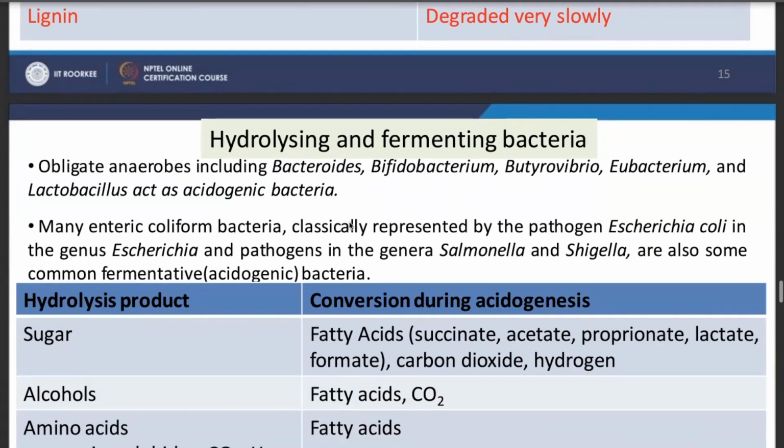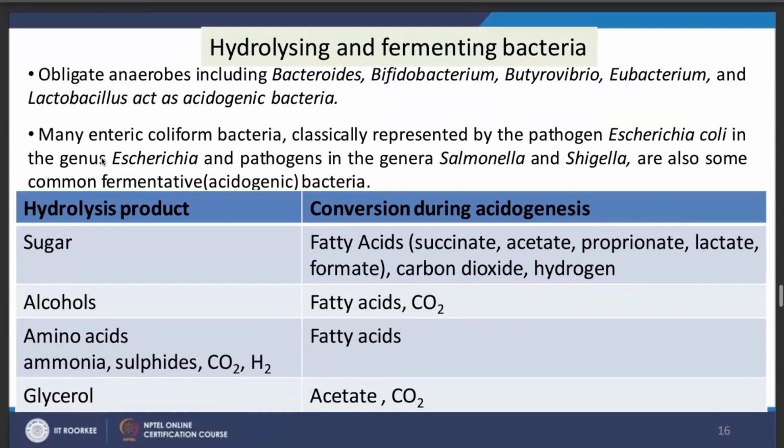So for fermentation, what can we use? We can use obligate anaerobes. What are obligate anaerobes? Obligate anaerobes are the microbes which only survive in the absence of oxygen, and they do not need oxygen for their survival, right? Some of the bacteria which belong to this category of obligate anaerobes are Bacteroides, Bifidobacterium, Butyrivibrio, Eubacterium, Lactobacillus, right? And the classical Escherichia coli.